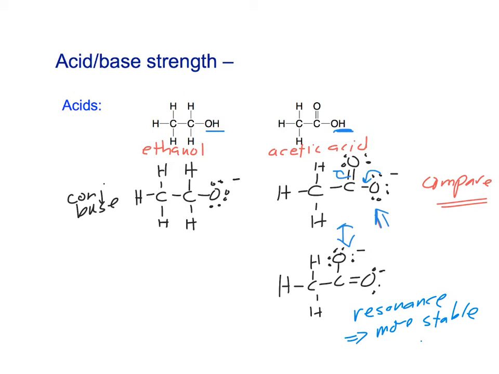Okay, so that means that acetic acid should be the stronger acid, with a pKa of 4.8. Ethanol has a pKa of about 16. All right, so resonance can stabilize the anion, and remember, the more stable conjugate base comes from the stronger acid. So this is the resonance effect.